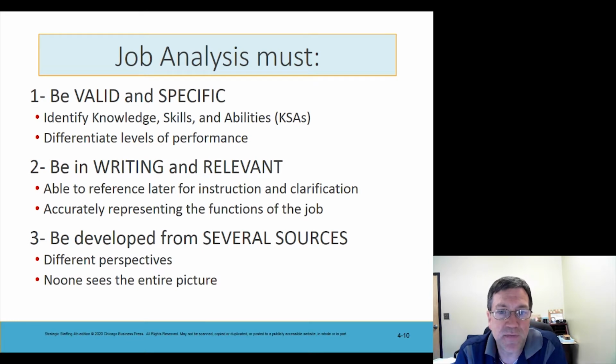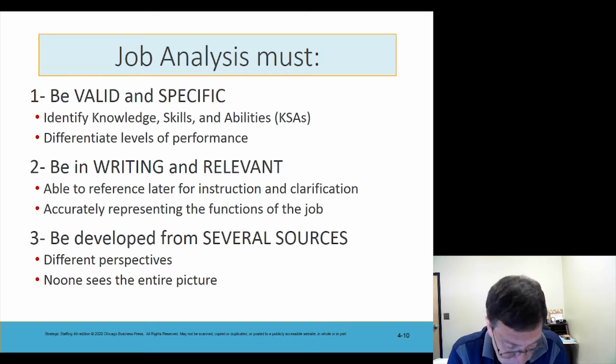We've got to be able to identify the KSAs, the knowledge, skills, and abilities that are critically tied to this job and success in this job. And we've got to be able to differentiate levels of performance. In other words, having more of a quantity of this skill causes you to be more successful than somebody who has a lesser quantity of this skill. So the more you have of this particular thing, the better we can predict that you're going to be successful over somebody that doesn't have a large measurable quantity of these things.